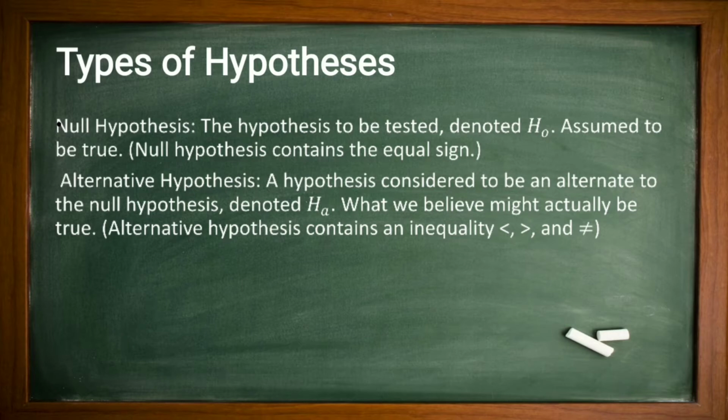Take note that the alternative hypothesis is just an alternate of our null hypothesis. And then, the null hypothesis contains the equal sign, so it uses the equal sign, while the alternative hypothesis contains an inequality. So we have less than, greater than, and not equal sign.